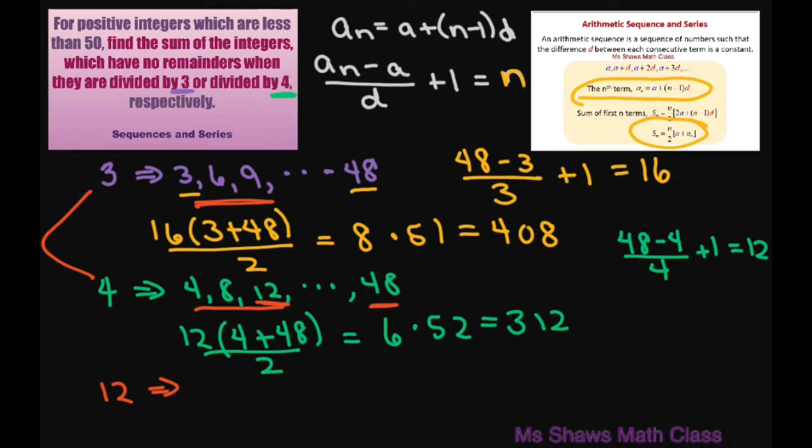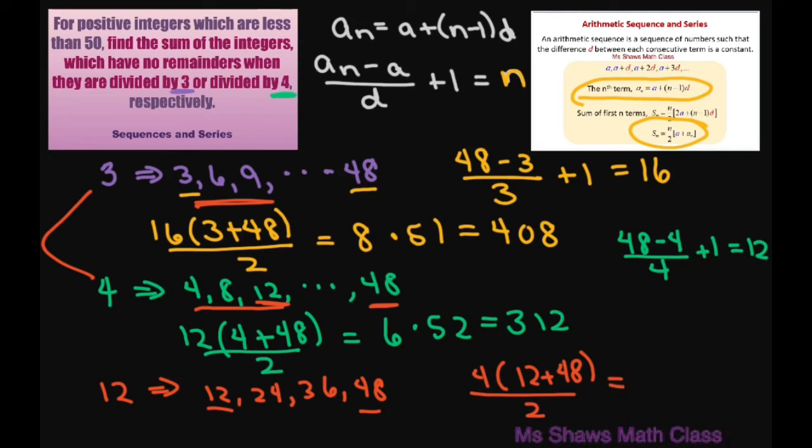So the multiples of 12 are going to be 12, 24, 36, and then 48. So this is a sequence where the first term is 12, and the last term is 48, and we have 4 terms. So this is going to be 4 times 12 plus 48 divided by 2. So this is going to be 2 times 60 equals 120. So we're going to have to subtract this number. That's the number we're going to have to subtract from these two, because they've been counted twice.